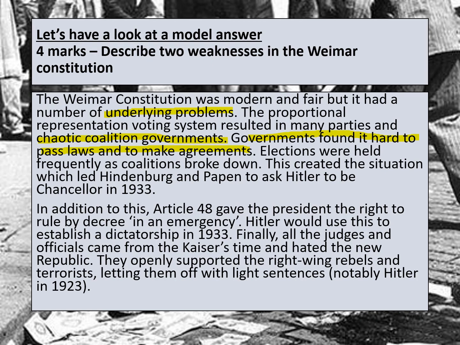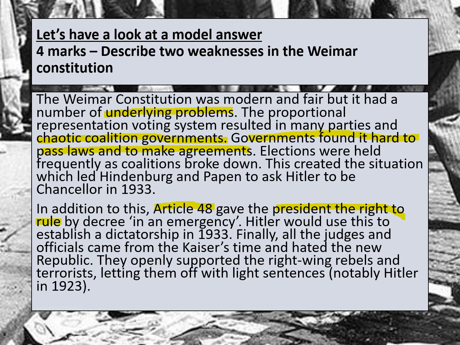So the second point is about Article 48. Now let's not forget, of course, this gives the President the right to rule by decree. This was a really important point because it undermined democracy from the very beginning, and in a way this allowed Hitler to create a dictatorship from 1933. We've got to think about the fact that these emergency powers are what enabled him to do that. So that is a really important point for why it was a weakness in the government.